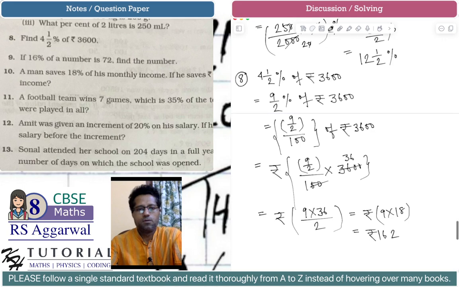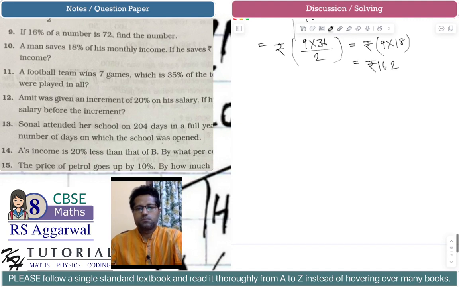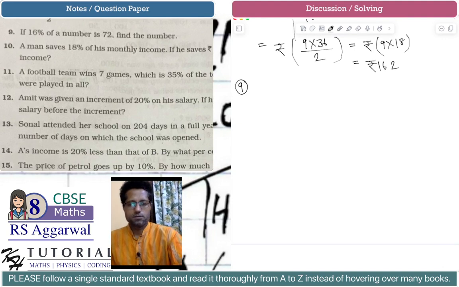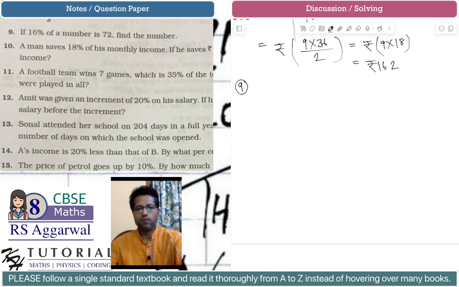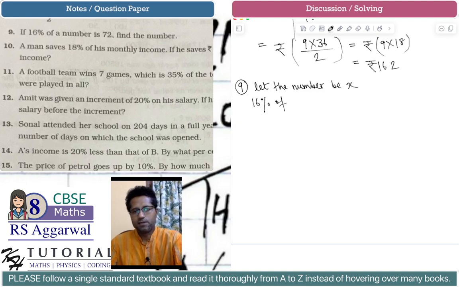Okay, let's do problem number 9. If 16% of a number is 72, find the number. Okay, so this is a kind of word problem. So the unknown is the number. So let the number be x. Now it is given that 16% of the number, that is x, is equal to 72.